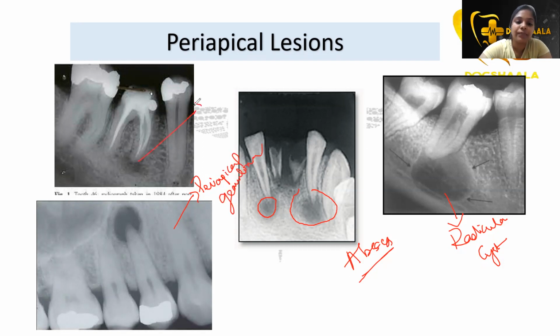And this is acute apical periodontitis. Okay, so this slide is very important. You have to make note of this slide.